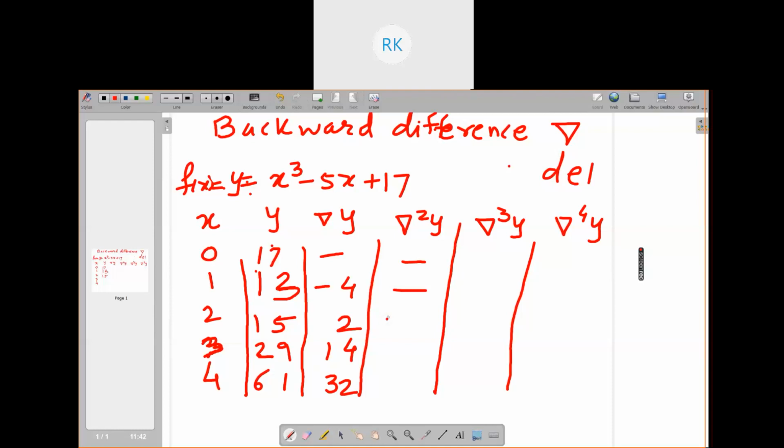Next, 2 minus minus 4 would be plus 6. 14 minus 2 is 12. 12 and 18. Next, first 3 would be blank. Now this is again 6, 6.